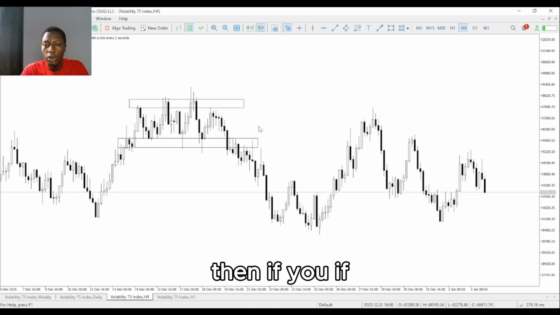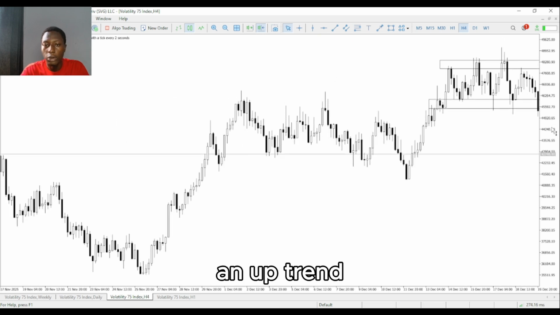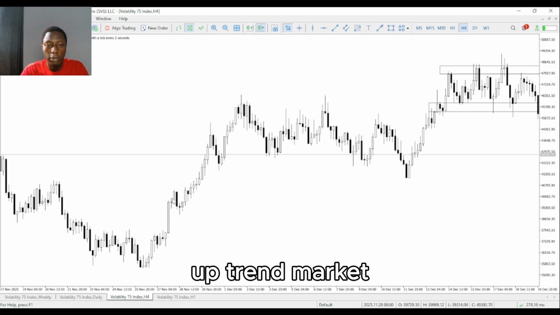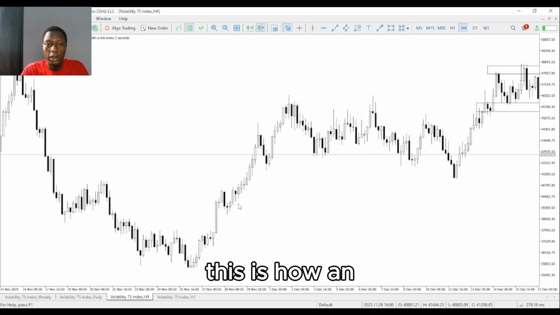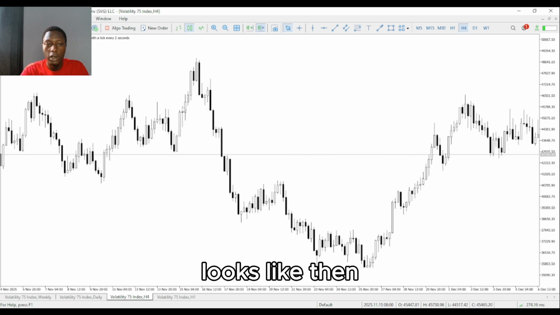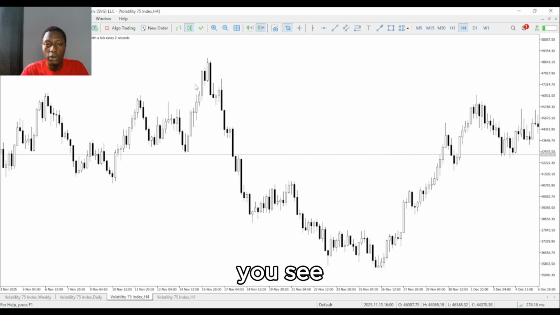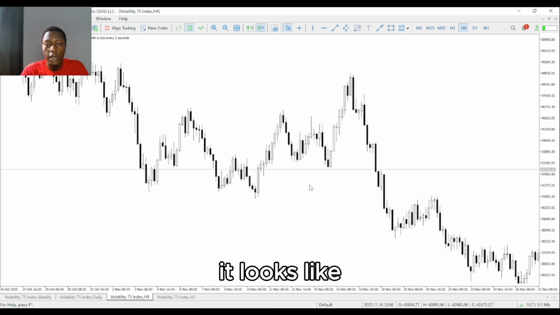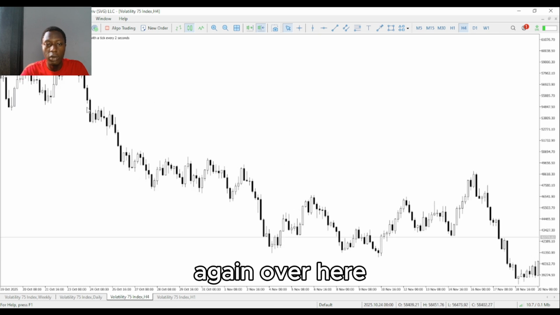If you're talking about an uptrend, this is an uptrend market. This is how an uptrend market looks like. You can see when the market created this high, it came down. Then this is how a downtrend market looks like. When the market creates a low, it creates a high, then it continues to the downside. This is how a downtrend looks like.